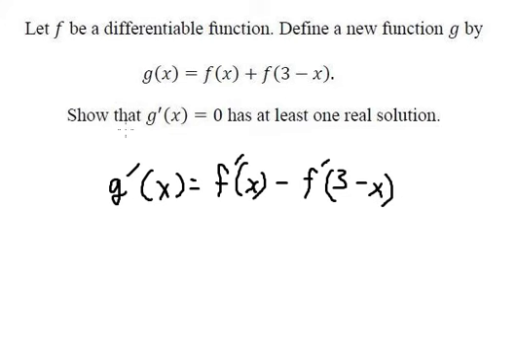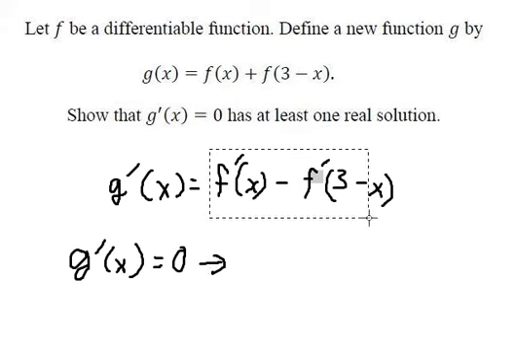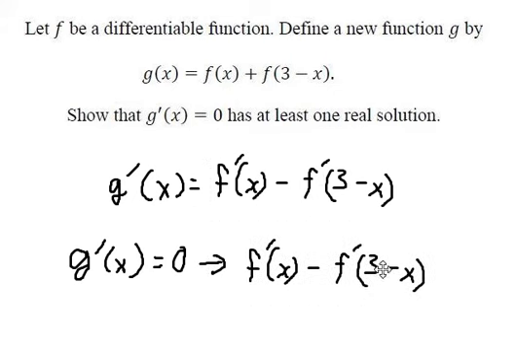Now on the question, show that this one equal to number 0 has at least one real solution. So if we put this one equals to number 0, that means this one equals to number 0 because we have this one equals to this one.